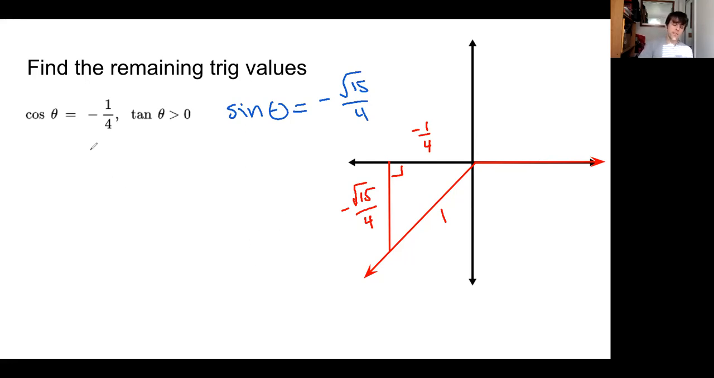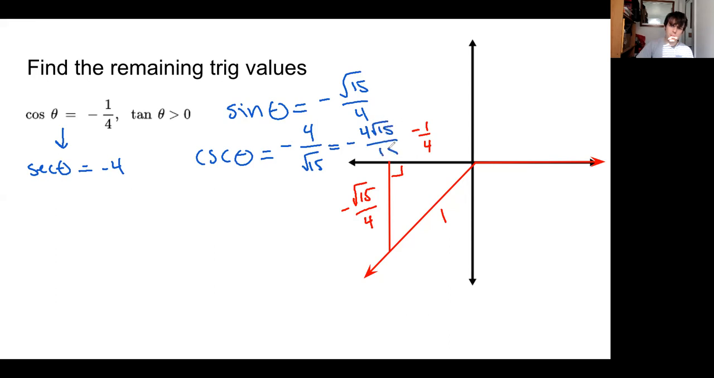And then from here, we can get all the rest, right? So cosine is the reciprocal of secant. So secant of our angle is going to equal -4. Cosecant is going to be the reciprocal of sine, which is -4 over root 15, which really should be rationalized, but doesn't rationalize particularly nicely. That's going to be -4 root 15 over 15. So that's a pretty messy little fraction, but oh well.